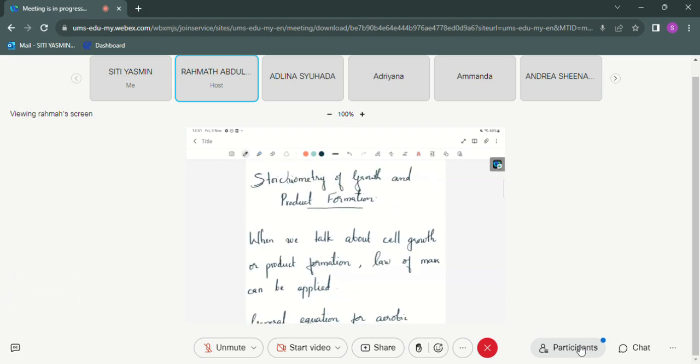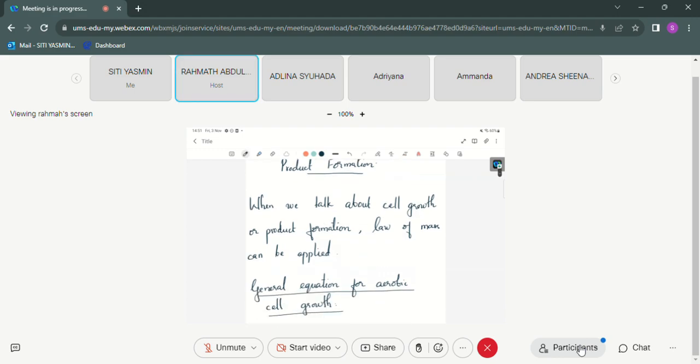Last class we studied stoichiometry and its definition. Today we are going to see a few equations that can be applied for stoichiometry with regard to microbial products or microbial cells. When we talk about cell growth or product formation, we can always use the law of conservation of mass. I explained this in the last session, if you remember.